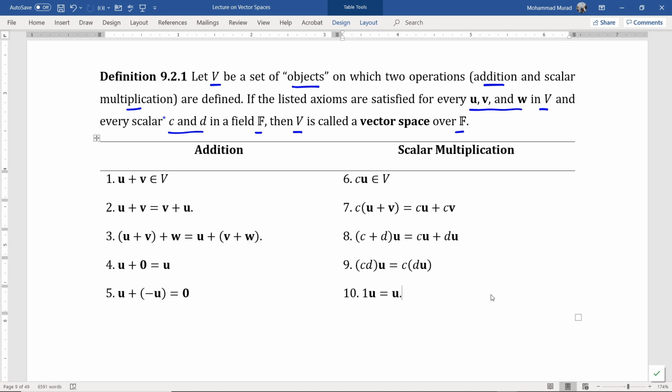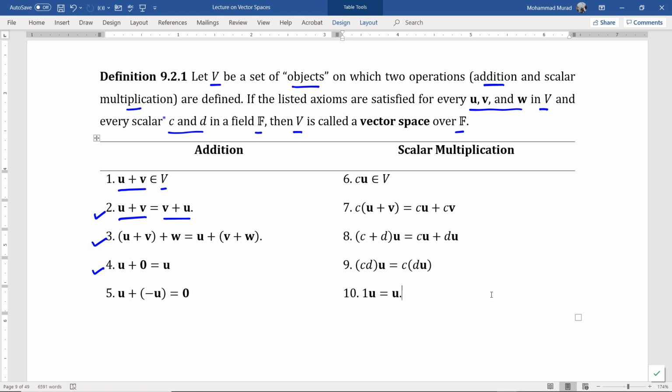Property 1. If u and v are in the set V, then their sum u plus v is also in the set V. So the set V is closed under addition. Property 2. u plus v is equal to v plus u. So the addition is commutative. Property 3. u plus v plus w is exactly equal to u plus v plus w. So the addition is associative.